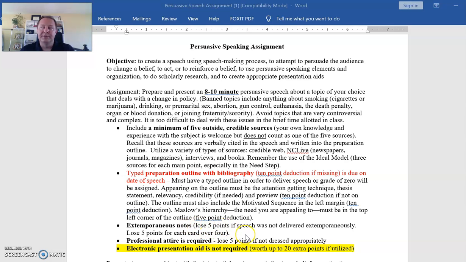Extemporaneous notes. Like I alluded to last week, it doesn't have to be note cards because of the situation, but I need to see a piece of paper or note cards or something. You're not learning as much as you can about this if you're reading off the screen.